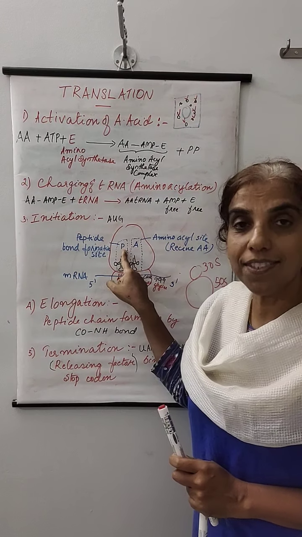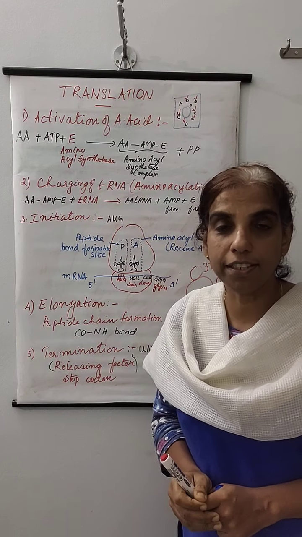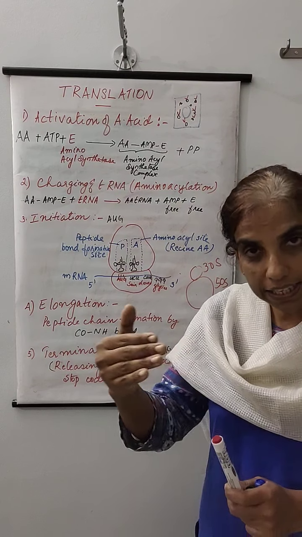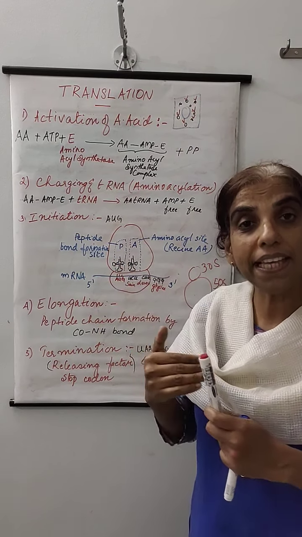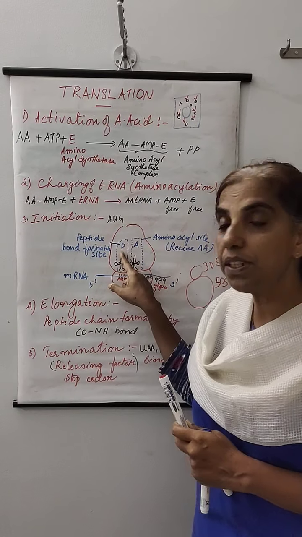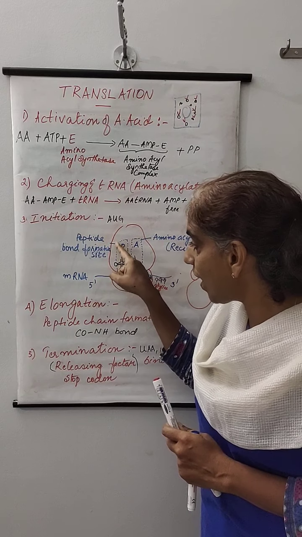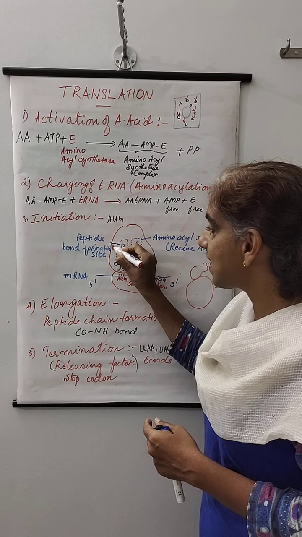The P site stands for the peptide bond formation site. Whenever the amino acids are coming in a sequential way, we have to immediately make the peptide bond. So that particular site is what we call the P site. There is one more site which we can see, that is the E site.